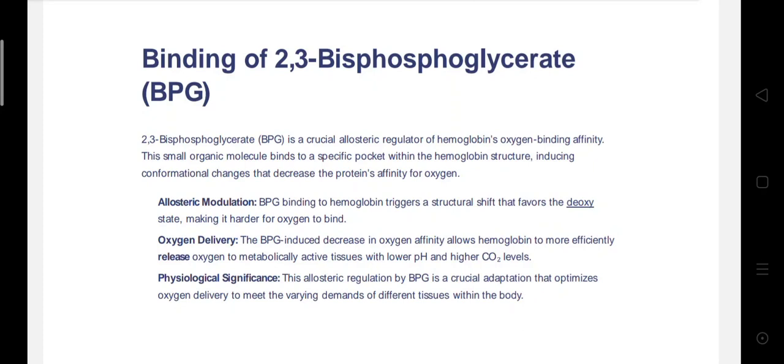So BPG binding to hemoglobin triggers a structural shift that favors the deoxy state, making it harder for oxygen to bind. Second, oxygen delivery. The BPG induced decrease in oxygen affinity allows hemoglobin to more efficiently release oxygen to metabolically active tissues with lower pH and higher CO2 levels. Physiological significance. This allosteric regulation by BPG is a crucial adaptation that optimizes oxygen delivery to meet the varying demands of different tissues within the body.